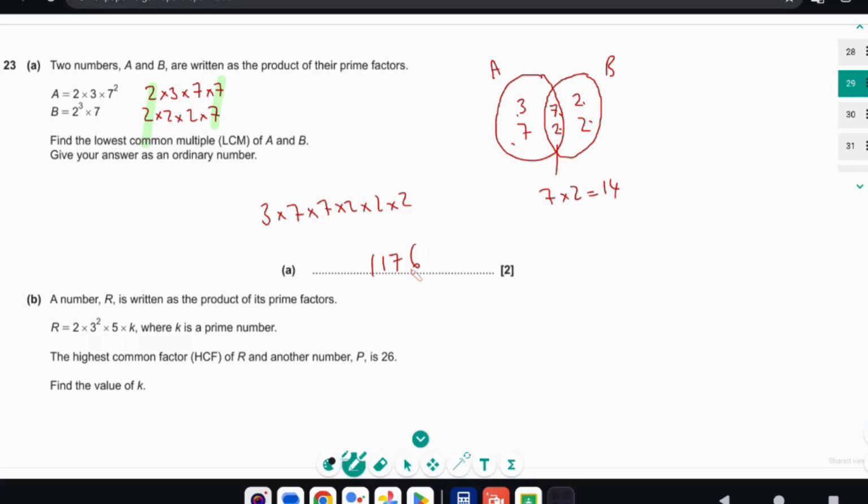Okay, the number r is written as the product of its prime factors. R equals 2 times 3 squared times 5 times k. Highest common factor of r and another number p is 26. 26 written as a product of prime factors is 2 times 13. So that is a HCF. And seeing as HCF is anything that occurs in both, k has to be 13.